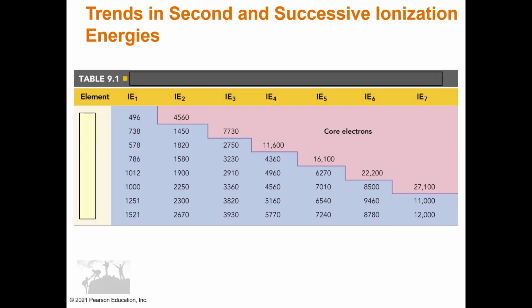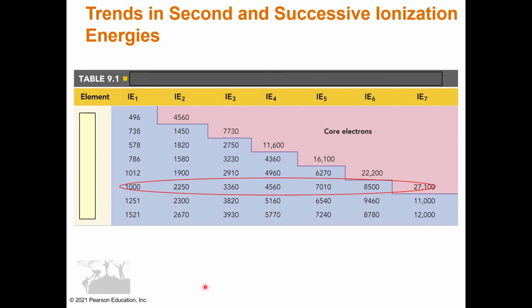Here's another way of viewing successive ionization energies. Here on the left-hand side, I hid the elements that correspond to the sets of ionization energy values. I can tell you that the elements occur in the third row of the periodic table.